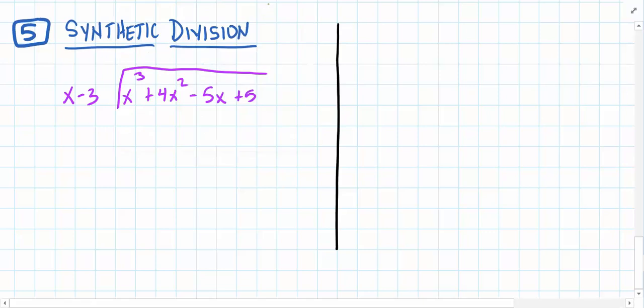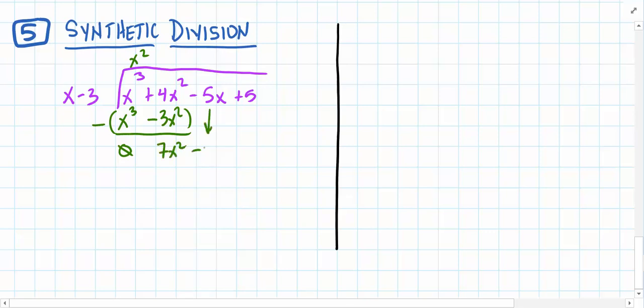So x goes into x cubed, this is x squared. So that's going to give me x cubed. It's going to be a minus 3x squared. I'm going to draw a line. I am going to subtract. I'm going to get nothing here. So 4x squared minus a positive, that'd be a 7x squared. Then I'm going to bring down my minus 5x.